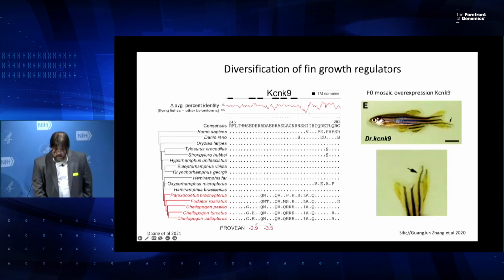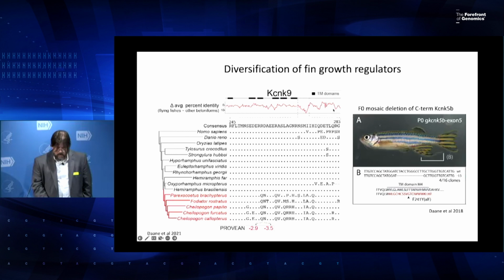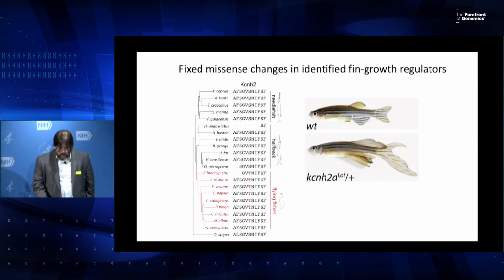One aspect to this is that if you overexpress KCNK and K9, it's known by Gujin Zhang's group with Matthew Selek that if you overexpress this, you can lead to overgrowth here, which is highlighted here. And we've shown that if you delete the C terminus of KCNK and K5b, which is an ortholog of KCNK and K9, you can get elongation of the fins themselves in the P0s that you've done in CRISPR. So this C terminus is necessary for this regulation itself. But getting to some of our models that we have, we actually found that there were fixed mutations in this gene KCNH2 compared to the rest of the phylogeny.